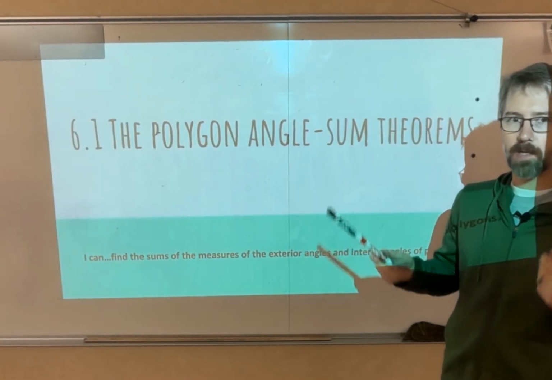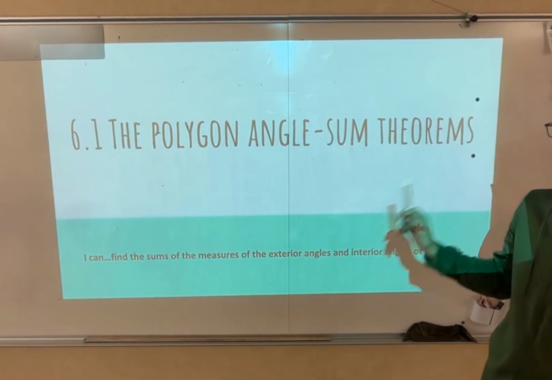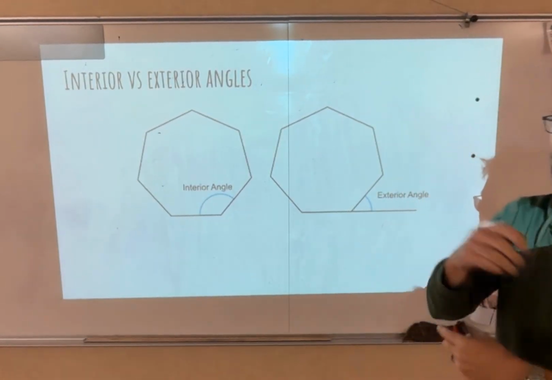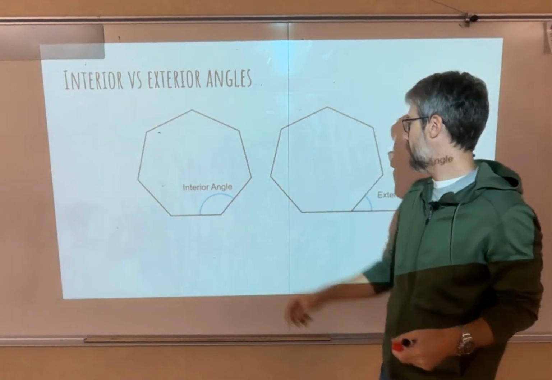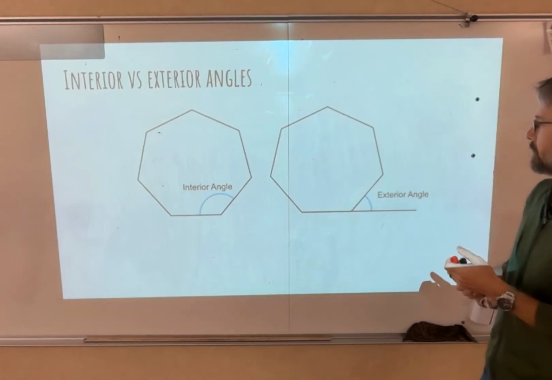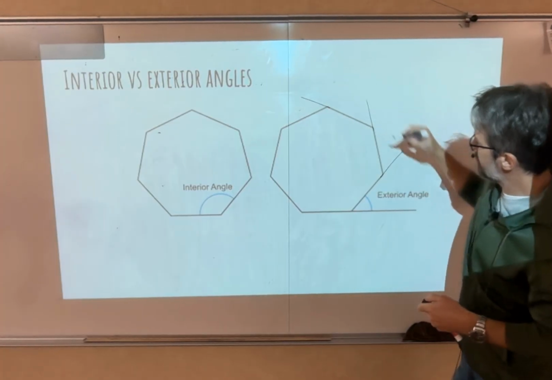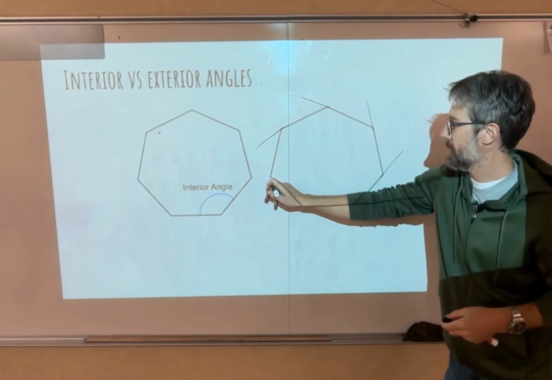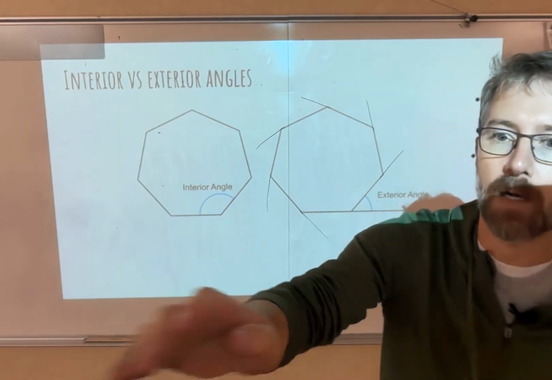This is 6.1 polygon angle sum theorems. In this video, we are going to talk about exterior angles of polygons. So, first off, what is the difference between interior and exterior? When we say interior and exterior, interior literally means it's on the inside of the polygon, and exterior means it's on the outside. So, for the exterior angles, we have to sort of extend the sides a little bit. Right? And then it's all of these angles that would be on the exterior if we extend all of those sides out like that. Those are all the exterior angles.